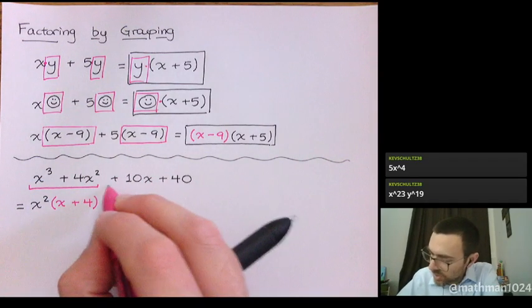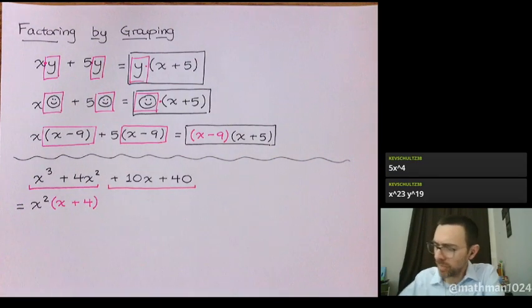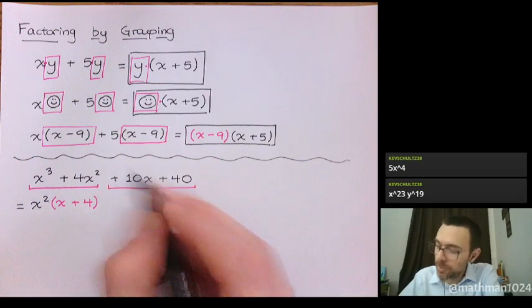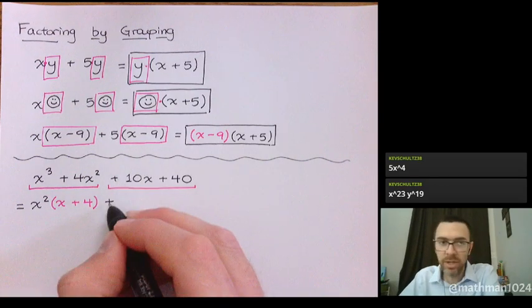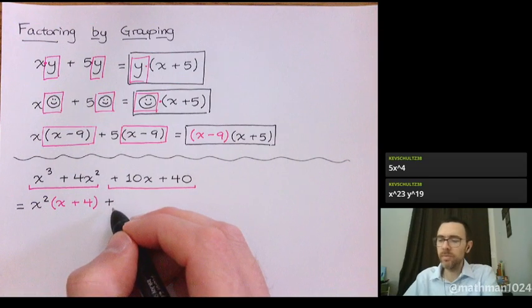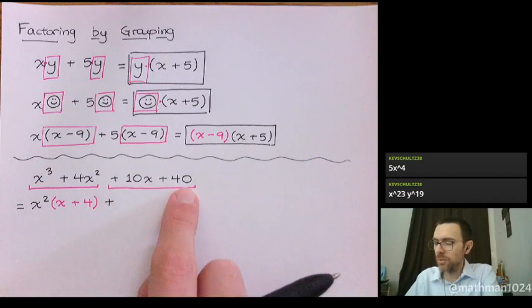Then we move on to the second group. Now, this is where we tend to have a lot of problems. This sign here that leads off that second group, you bring it down exactly as you see it. If that's a plus, you bring down a plus. If it had been a minus, you bring down the subtraction sign. Then you look at the common factor, or you try to find the common factor for 10x and 40.